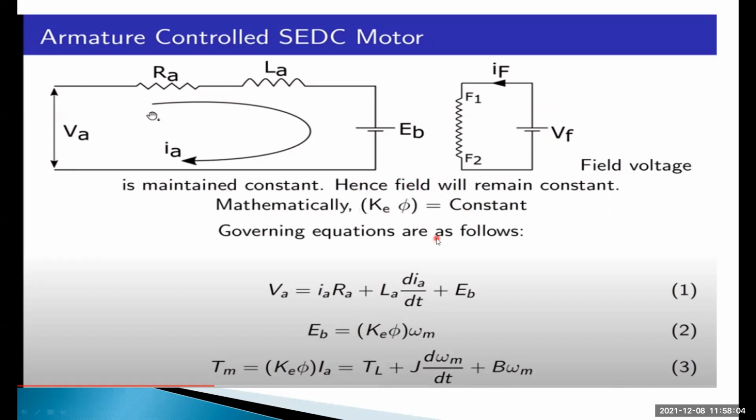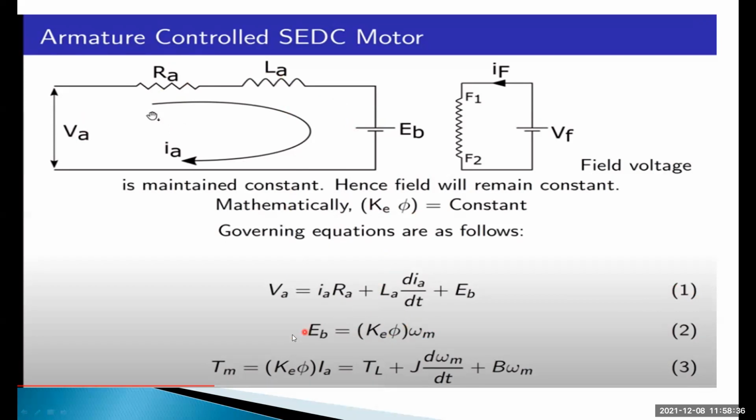The field is constant. So from the diagram, the equations will be like this. VA, the supply voltage or armature voltage, is equal to IA into RA plus LA into di by dt plus EB. So we'll get the equation, this can be considered as 1. And then the relation: the back EMF EB is equal to K into phi into omega m.